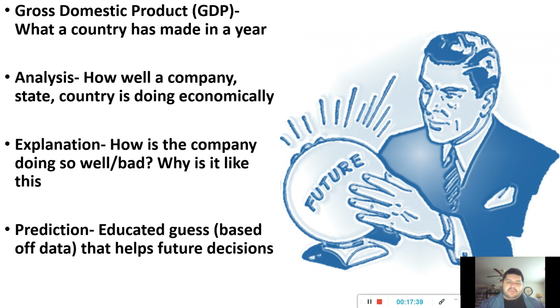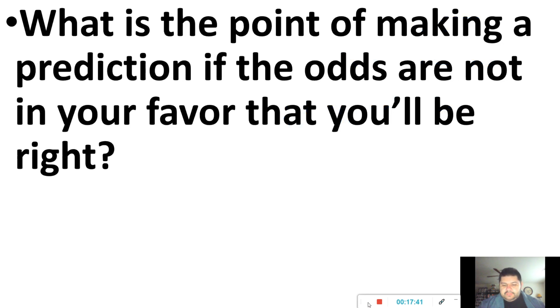So here is my question to you. What is the point of making a prediction if the odds are not in your favor that you'll be right? A 50-50 chance is like, if you're a gambling person, you might take those odds. But if you're not, you think, oh man, I don't know. Because if I'm wrong, and you have to remember, these companies have thousands of people working for them, they might have to fire people. It's going to be on you because you said it's going to be high.